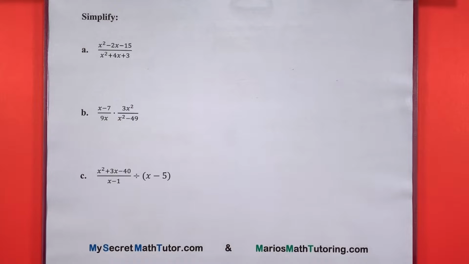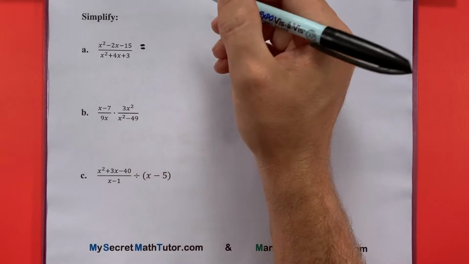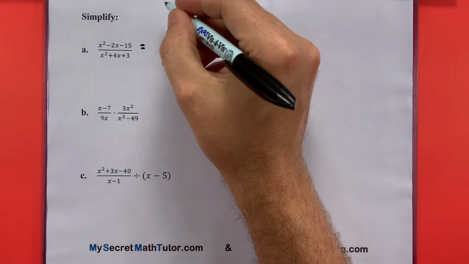With rational expressions, it's kind of tough to see if they simplify or not until we get them in their factored form. So let's go ahead and take these and begin factoring the top and bottom to see if there's any terms we might be able to cancel out. All right, starting with the top one here.